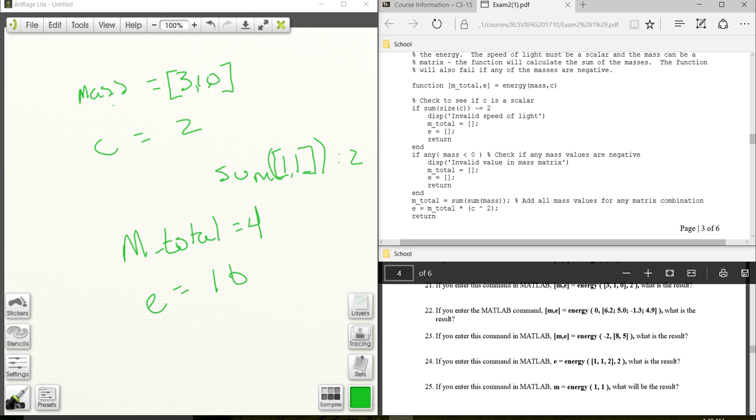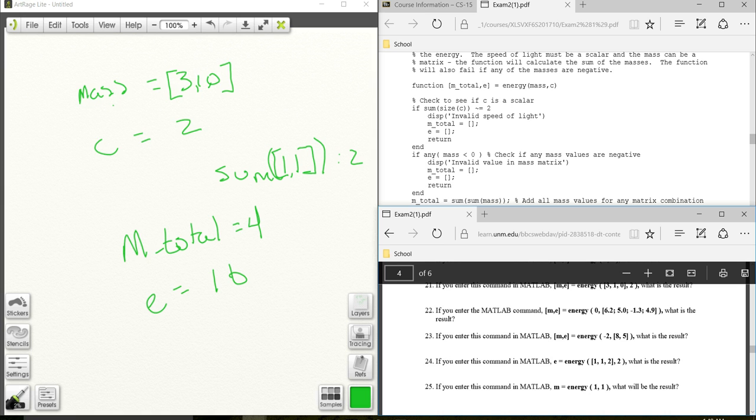If you enter the MATLAB command ME is equal to energy of 0, 6.2, 5.0, negative 1.3, and 4.9, what is the result? Well, I would like to do all the calculations, but the sum of the size of C is not equal to 2. The size of C would be 1, 2, 3, 4 by 1 would be 5. Sum of the size of C would equal 5, and this right here would not execute.